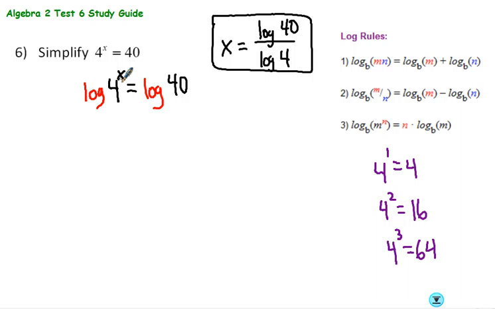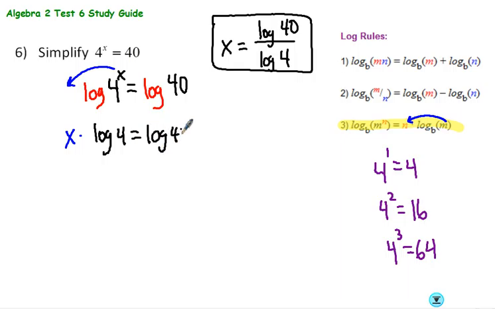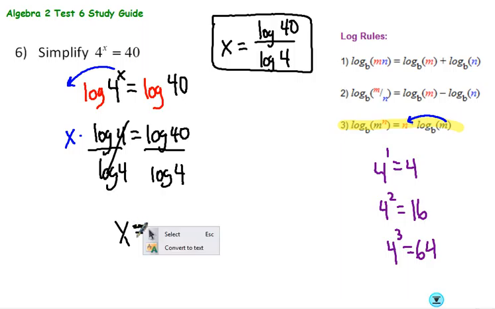And as we mentioned, there's a log property that says if you have something up there as an exponent, you can rewrite it. Instead of the exponent being on the inside, as you see right there, it can be rewritten with the number out front. So we're just trying to get x down from up there. Now we end up with x times log of 4 equals log of 40. And then when we divide both sides by log of 4, we get x equals log of 40 divided by log of 4.